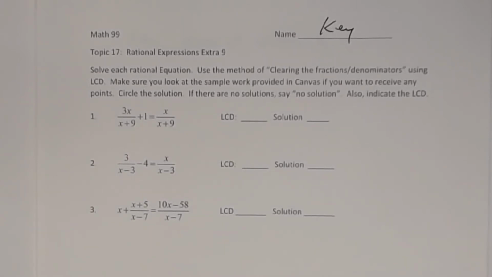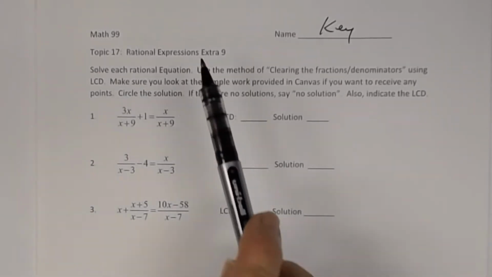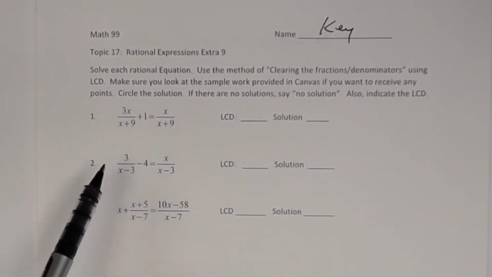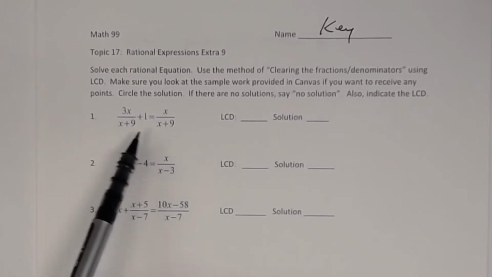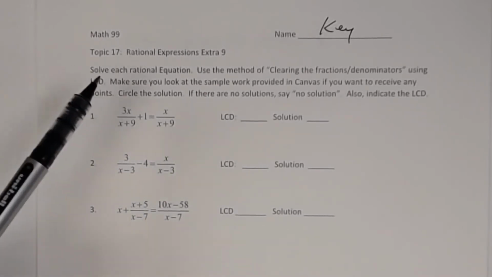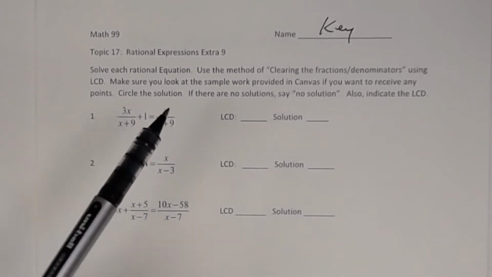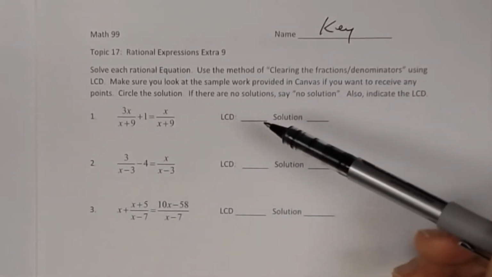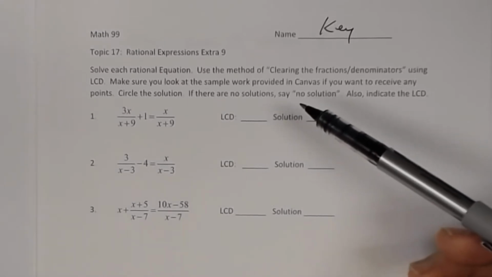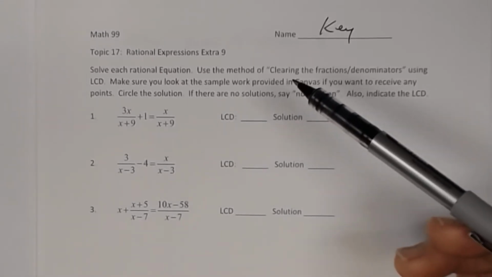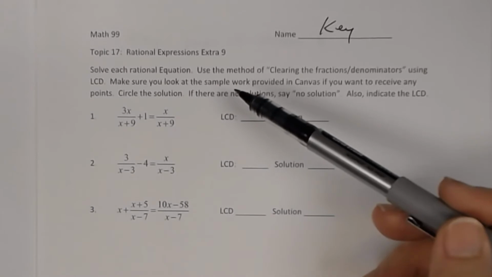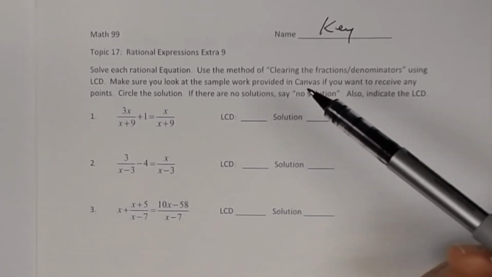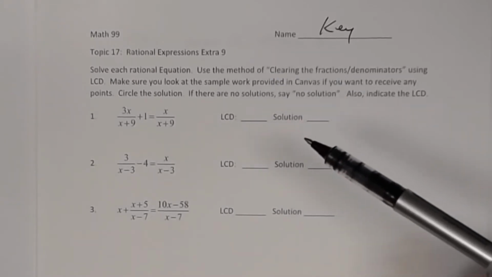Okay, so this is the key to topic 17, and this is the worksheet called Extra number 9. In these three problems, you have rational equations, and you're asked to solve each of them. Notice it says to use the method of clearing the fractions denominators using the LCD. So make sure you understand what was meant by that, either through the lesson or through the sample work that was provided in Canvas. Make sure you are following these directions.